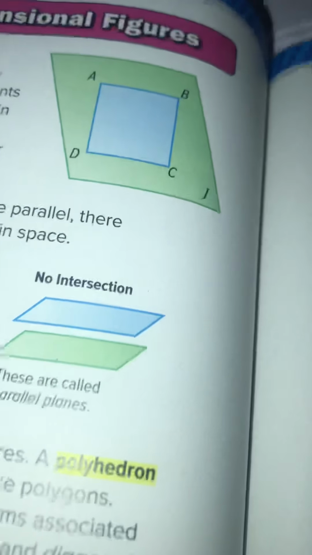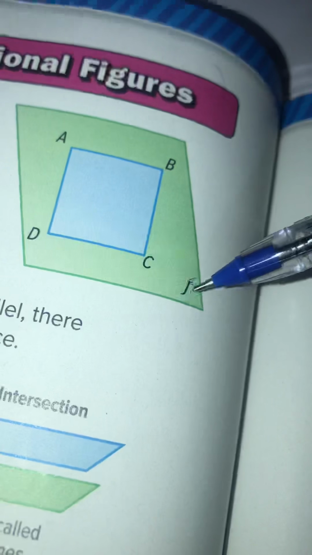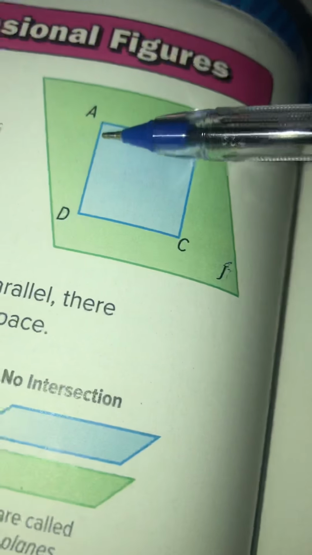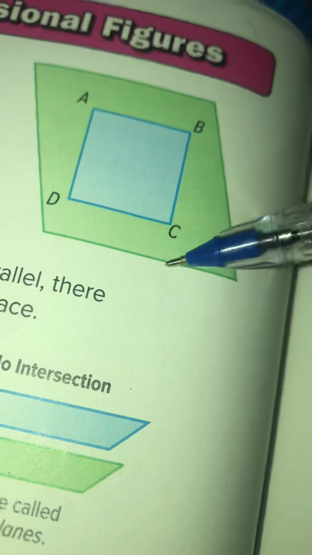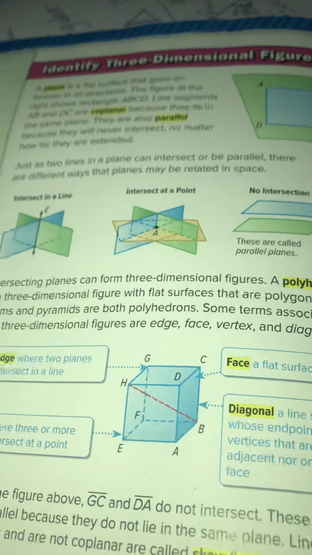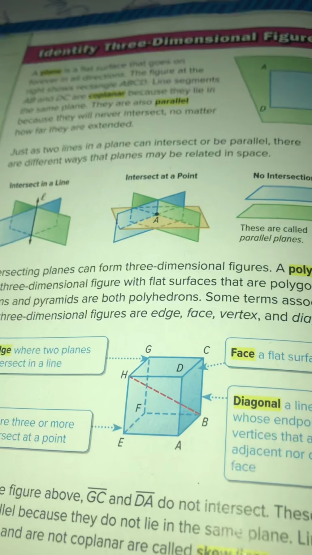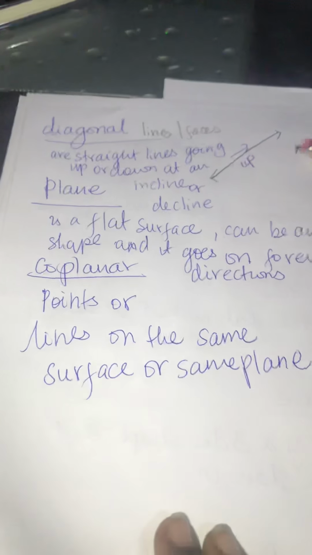Okay? So if we look at this picture, your plane is the green, which we are calling plane J. And coplanar is A is coplanar to D, or AD is coplanar to BC because they are together on this plane. Are we together? That's what that means. Alright. So we've discussed diagonal, we've discussed plane, we've discussed coplanar.